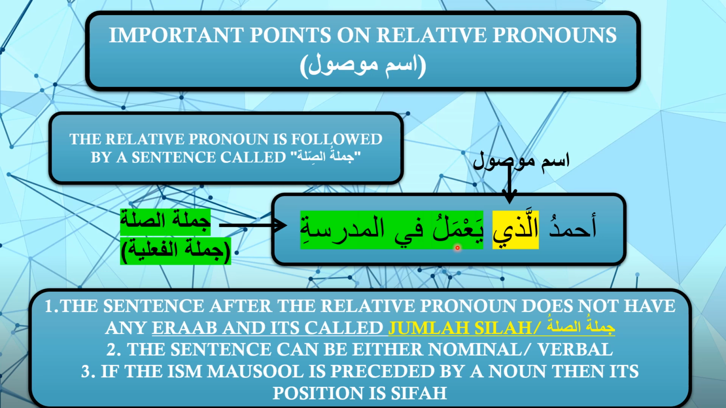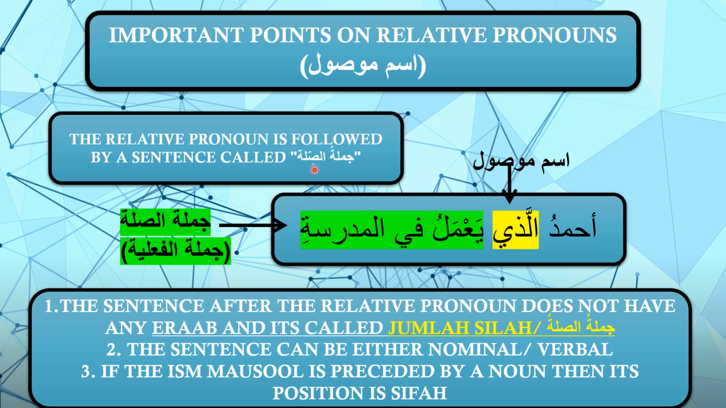So here I have marked the ism mausool in yellow, and the sentence that is coming after the ism mausool. So in an ayah or in a sentence, whenever you see an ism mausool being used here, the sentence that comes after the ism mausool is always called jumlatul sila. And now, why is it called jumlatul sila? As I've already explained, the root coming from the triliteral verb wasala means to connect. The sila also means to connect.